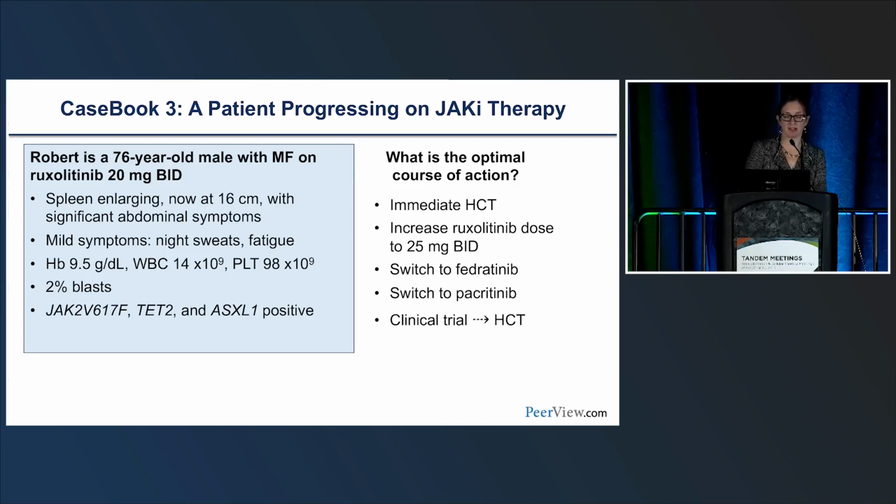Robert is a 76-year-old male with myelofibrosis who's currently on ruxolitinib at 20 milligrams twice daily. He has an enlarging spleen, now at 16 centimeters, with abdominal symptoms, mild symptoms such as night sweats and fatigue, and he had the following CBC and 2% blasts in his peripheral blood, and again, the same mutational profile. Well, how would you approach this patient? This is a little bit more complicated.